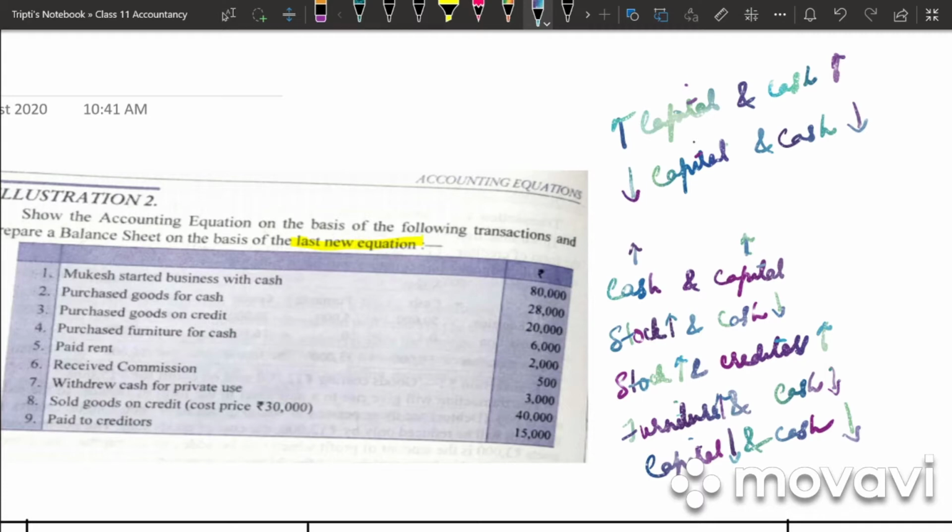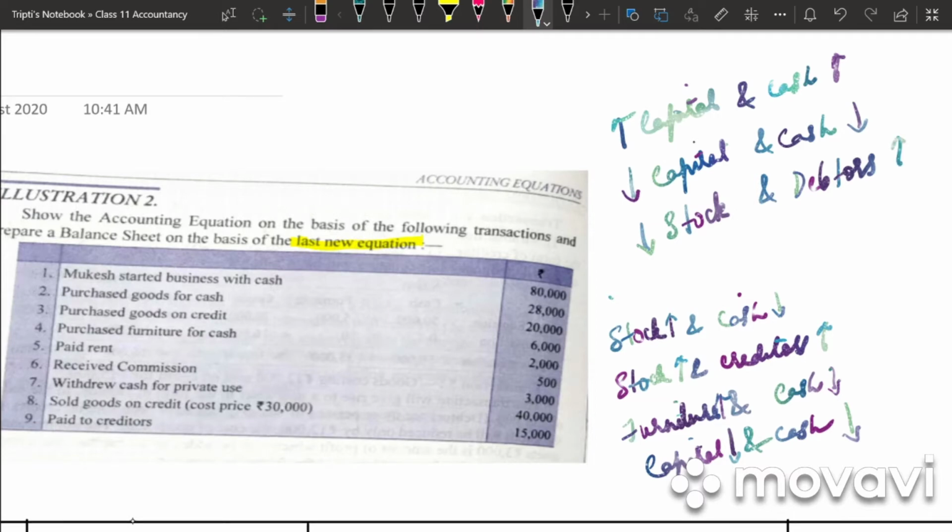Then we have sold goods on credit. The cost price was 30,000 and how much we sold it for? We sold it for 40,000. So what is being affected? We have stock which is reducing and we have debtors. Who are our debtors? Who owe money to business. So our debtors will increase because we have sold goods on credit. When we are selling goods on credit, it is debtors. When we are purchasing goods on credit, it will be creditors.